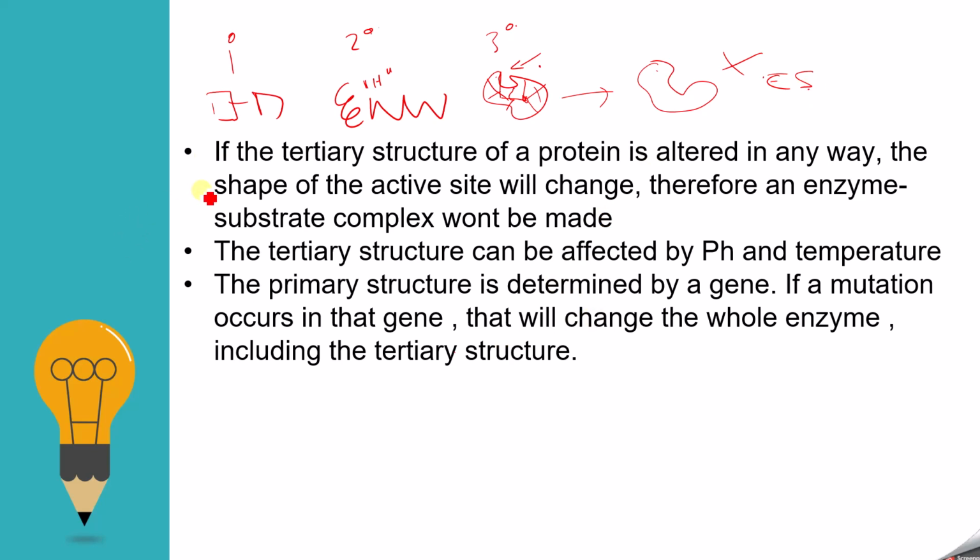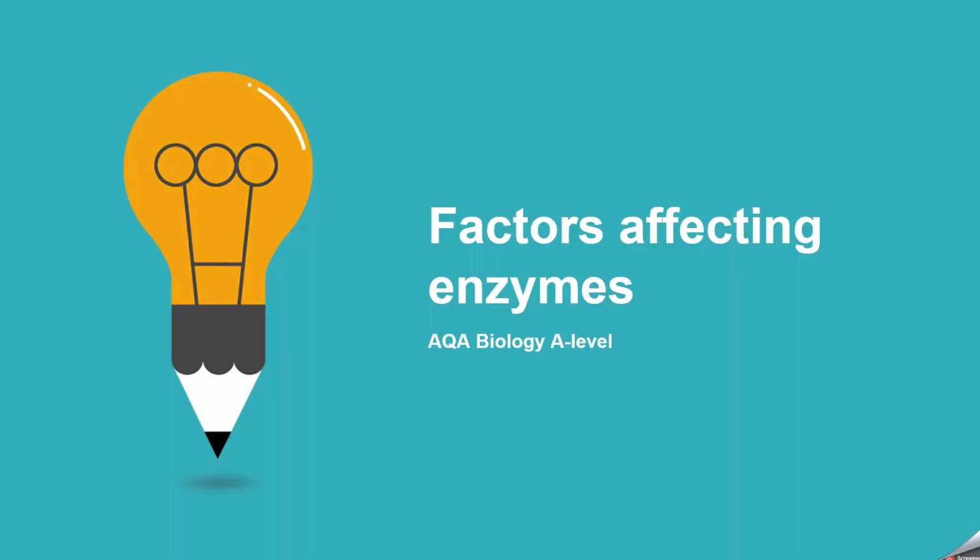This is like gold dust for your exam when you're talking about enzymes and proteins. Now, the tertiary structure can be affected by pH and temperature. The primary structure is determined by a gene, so if a mutation occurs in that gene, that will change the whole enzyme, including the tertiary structure, because any change in amino acid changes the position of bonds, because this will have to go through a secondary structure, into alpha helix, beta pleated sheet, and then into the tertiary structure. So in the next video we will look at factors affecting enzymes.